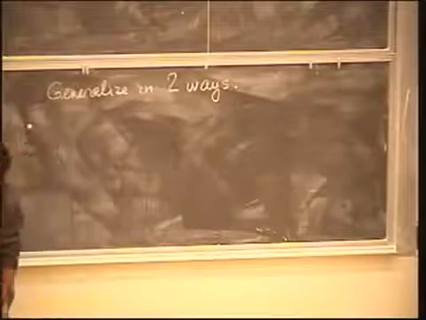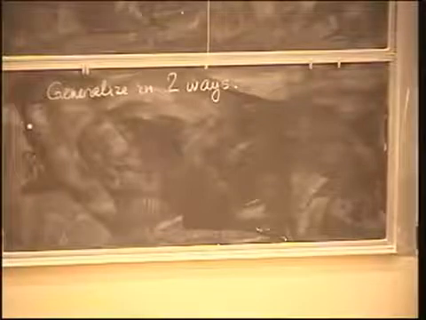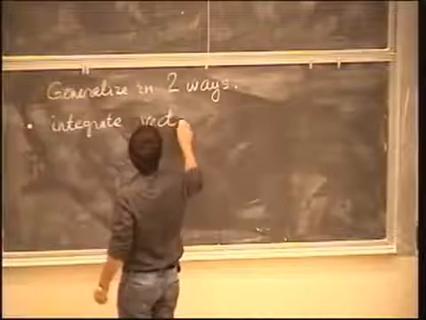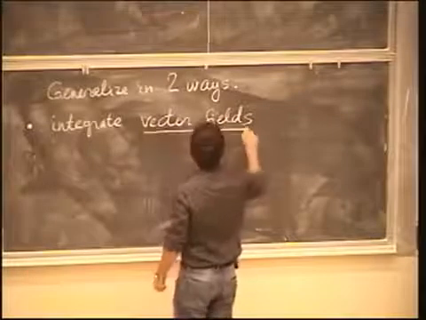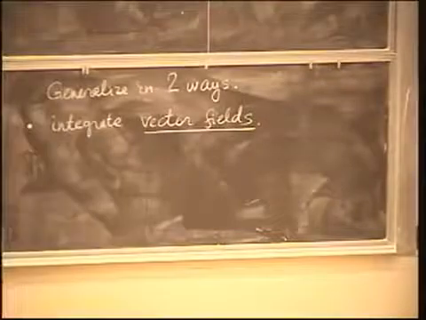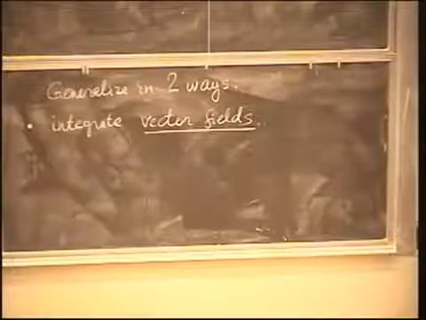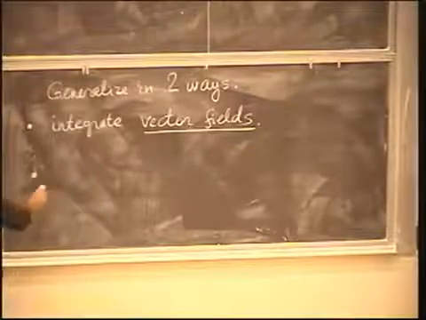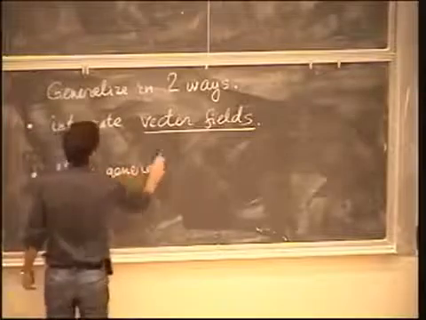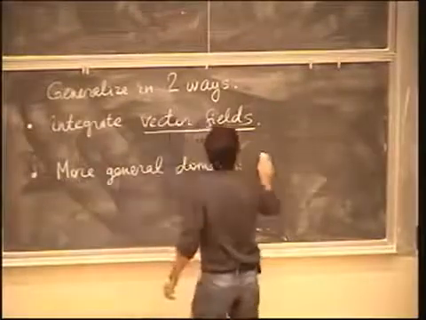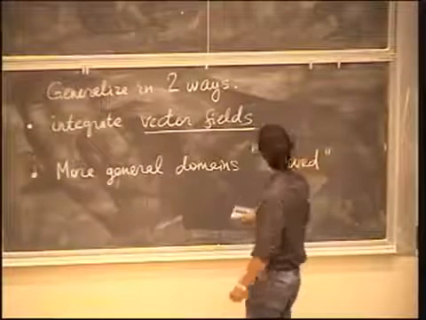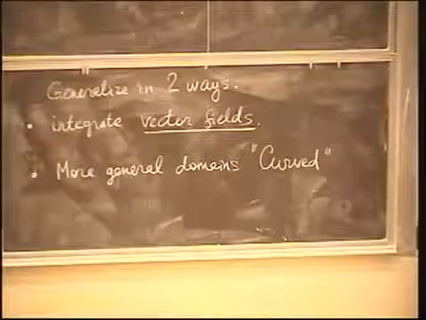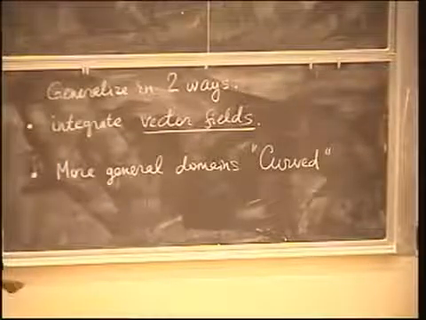First of all, we will learn how to integrate more general objects than functions. We will integrate vector fields. We will talk about what they are, vector fields, and what is the meaning of the corresponding integral. And that will be the first kind of generalization that we'll make. And the second generalization is that we will consider more general domains. They will be, roughly, the difference is that they will be curved. We will consider most general curved domains, whereas the domains we have looked at up to now are flat domains. So let me explain what I mean by this. Flat versus curved. Okay.